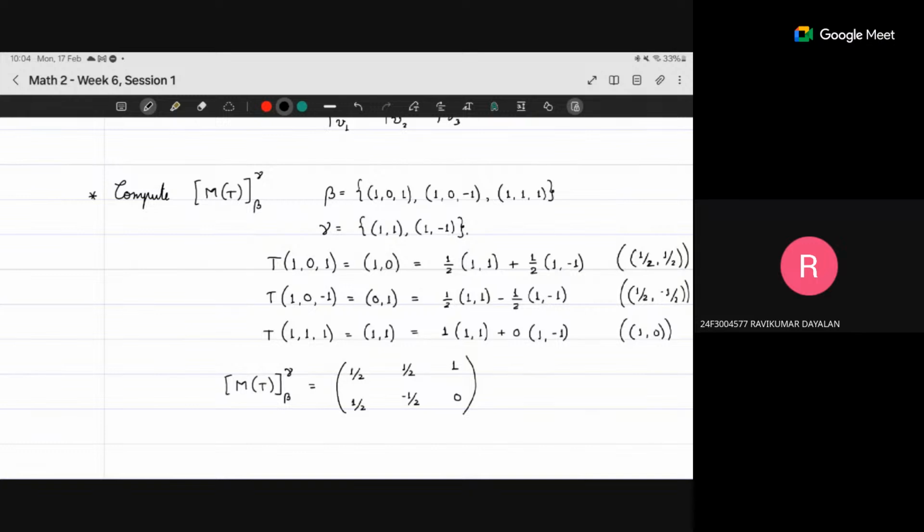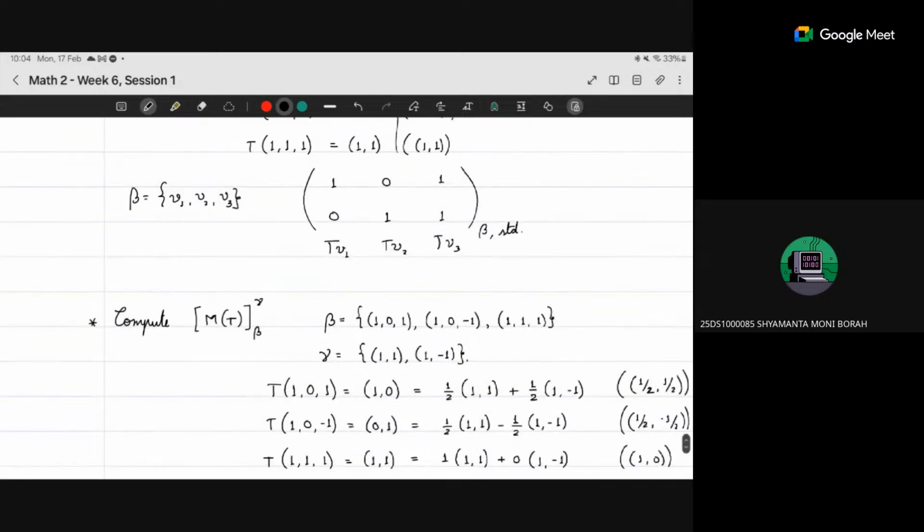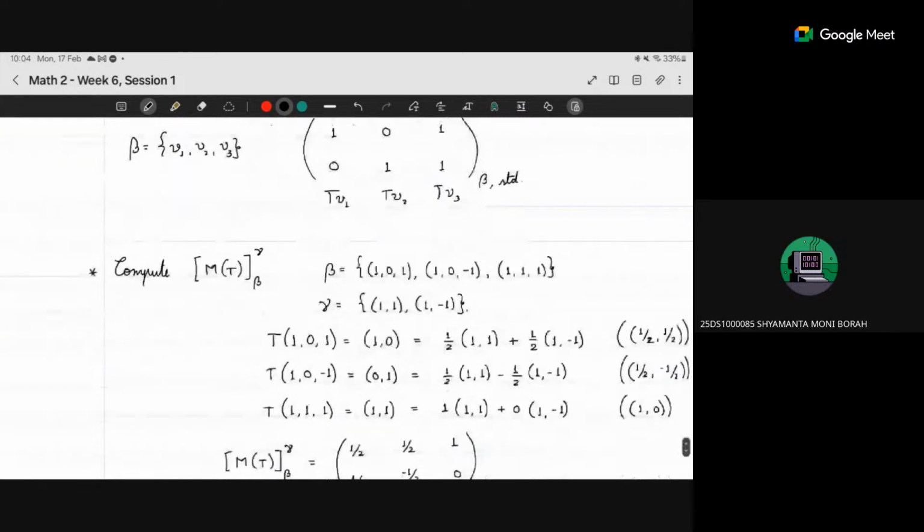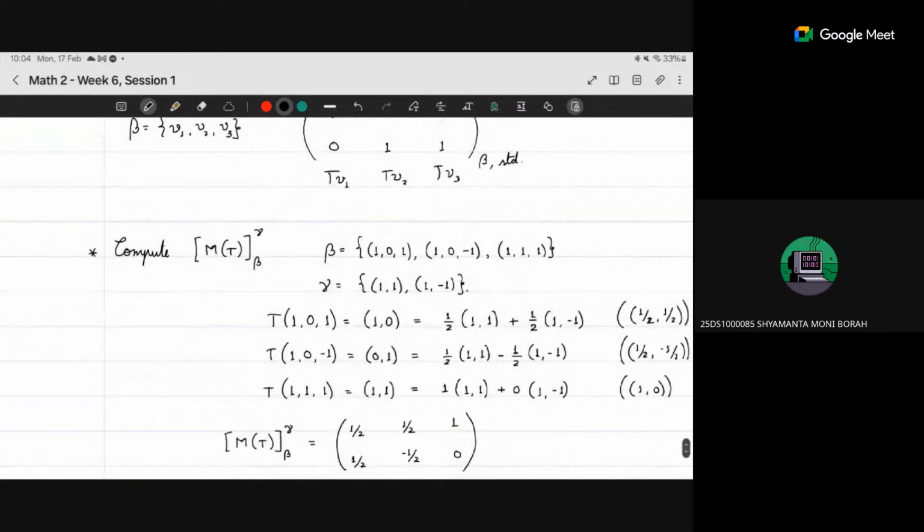I'm confused about this. This transformation you have taken from above, right? Yes, that transformation is fixed. And in the second one, sir, you're saying that the coordinate is (1/2, -1/2), right? For the second column, yes, for the second basis vector.